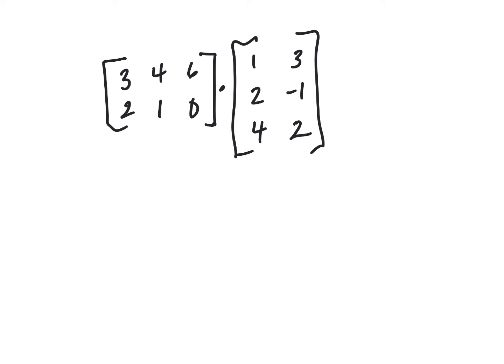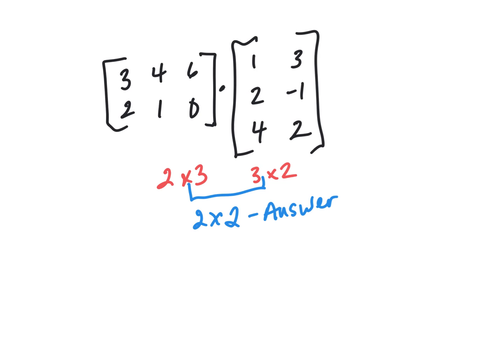That one. Again, let's start by describing it. We've got a 2 by 3, and we've got a 3 by 2. So you can see, those are the same, and our answer matrix will be a 2 by 2. So, start here. We're going to do 3 times 1, 4 times 2, 6 times 4.